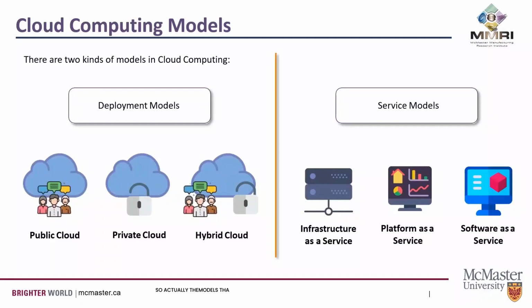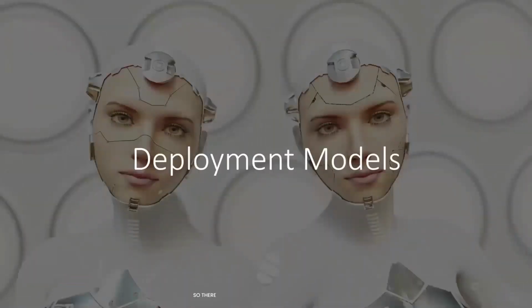So actually, the models that the cloud business follows are divided into two parts. The first model is the deployment model, and the second model is the service model. The deployment model deals with the different ways that you can deploy a rented server on the internet. And the service model deals with what kind of server a cloud provider offers you, okay? So we will be discussing these two models in detail. Let's start off with the deployment model.